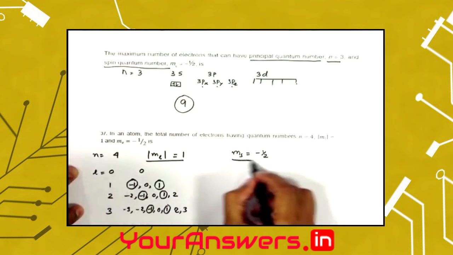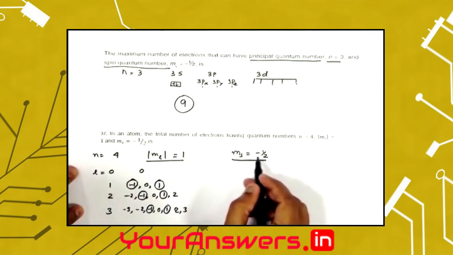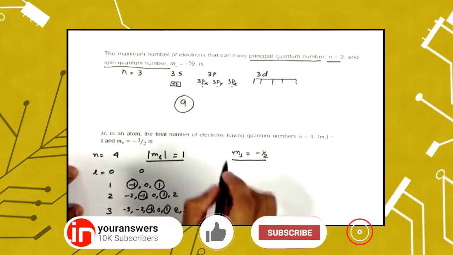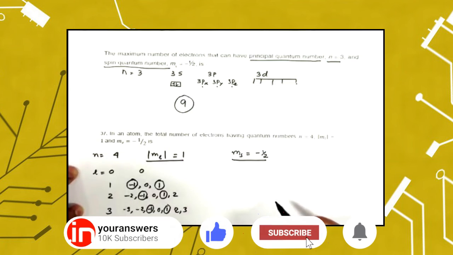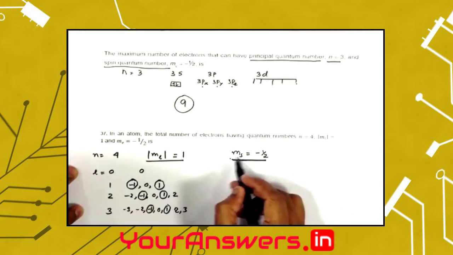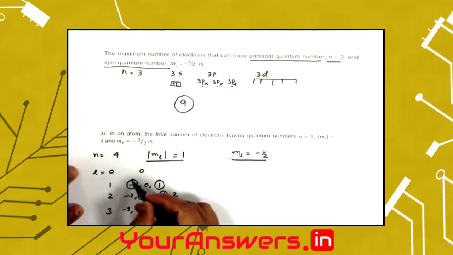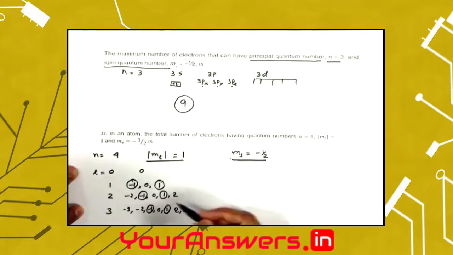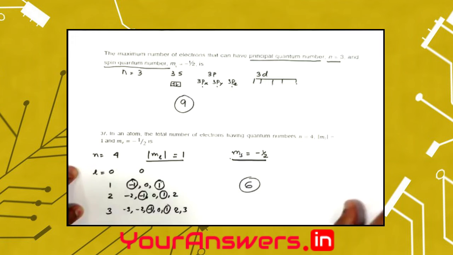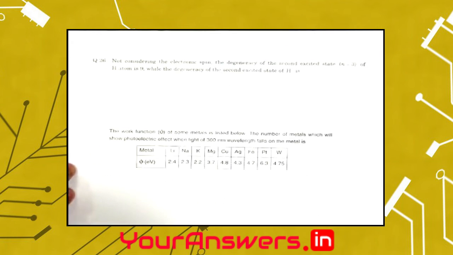The next requirement is that the electron should have minus half spin, and we know from the discussion of the last question, each orbital will have 1 electron with plus half spin and 1 electron with minus half spin. So, if we want the electron with minus half spin, I will find 1 electron in each of these circled orbitals which satisfy this. So, how many are there? 2 plus 2 plus 2, which is 6. We will look at the next question.